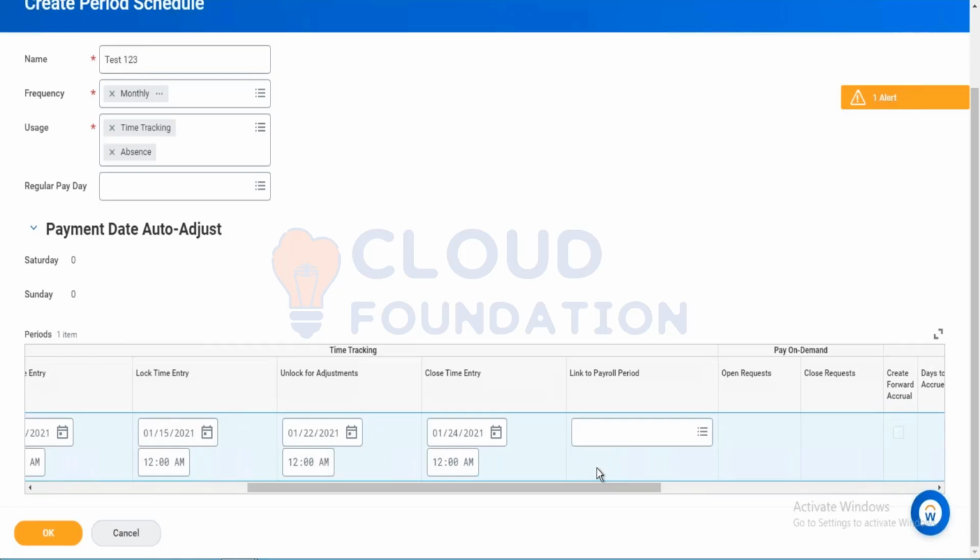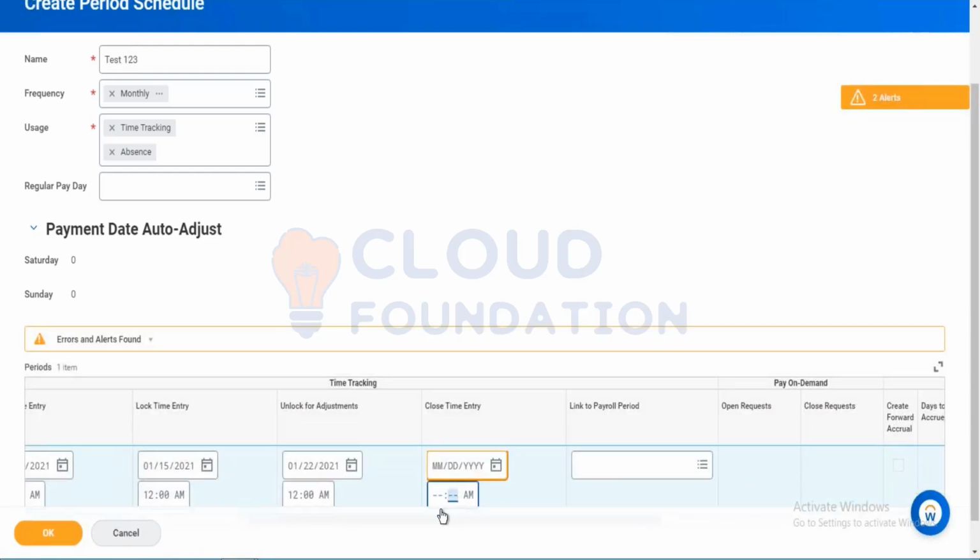All right, so what happens if there was a situation where the worker had an emergency leave or something like that? You will need to edit that period schedule. First, the time tracking administrator will do it in the sandbox. They will nullify this close time entry, and they will be entering the time on behalf of the worker.